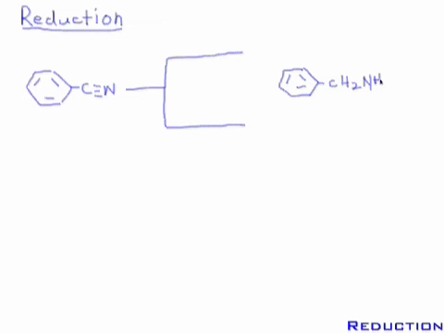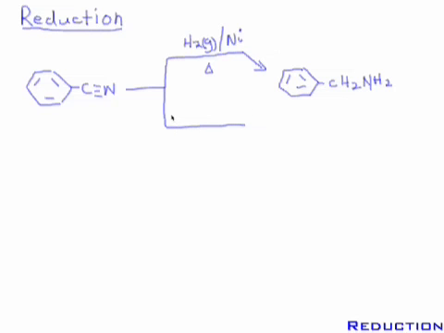The first I said was catalytic hydrogenation. That is, you take H2 gas in the presence of a metal catalyst. And that metal catalyst can be nickel, can be platinum, can be palladium. Let's use nickel. And you apply heat, sometimes even a low pressure. And the hydrogenation to the benzylamine will take place.